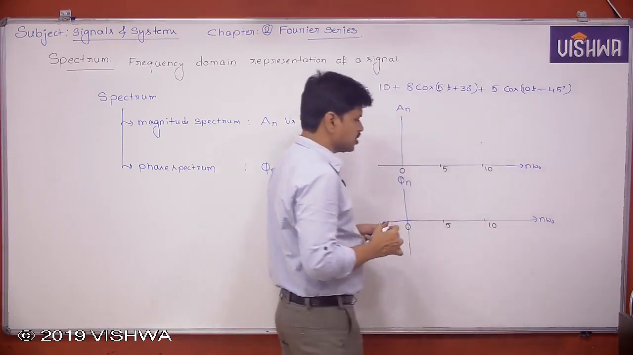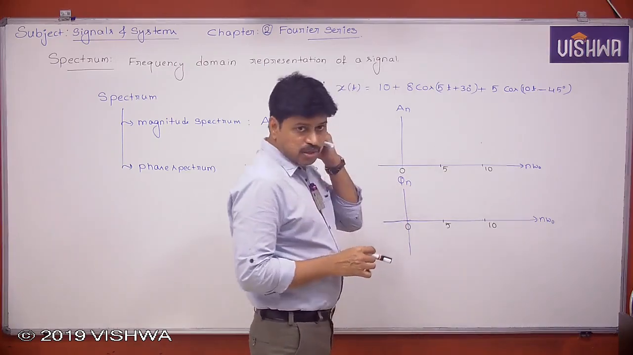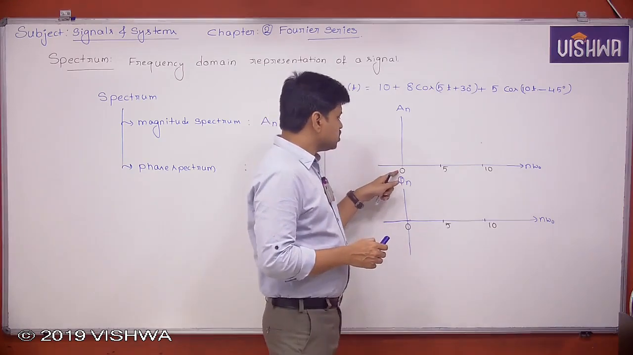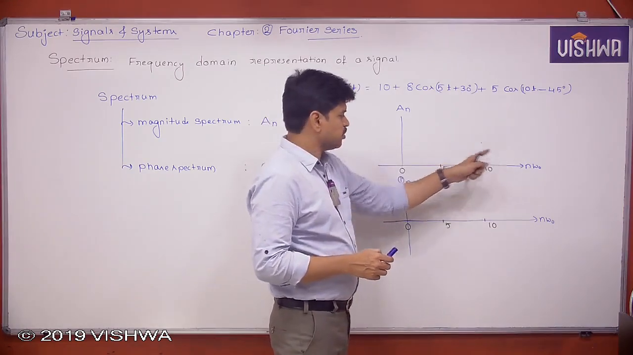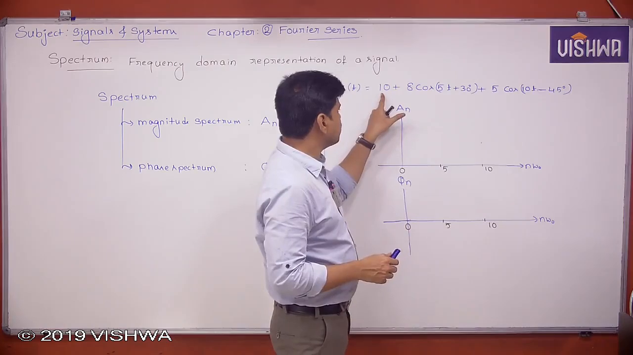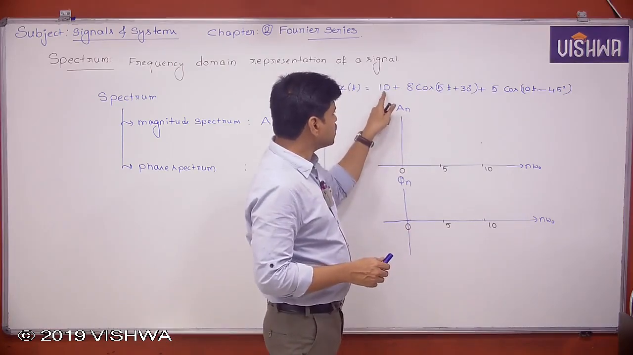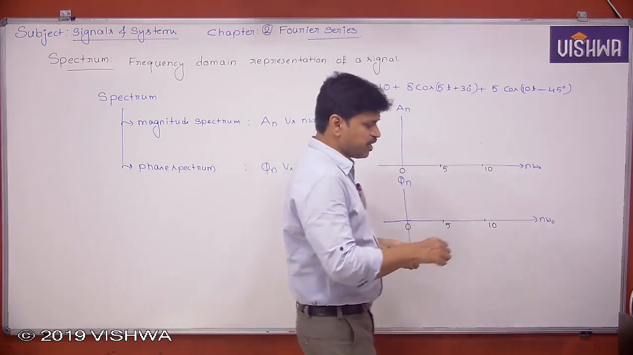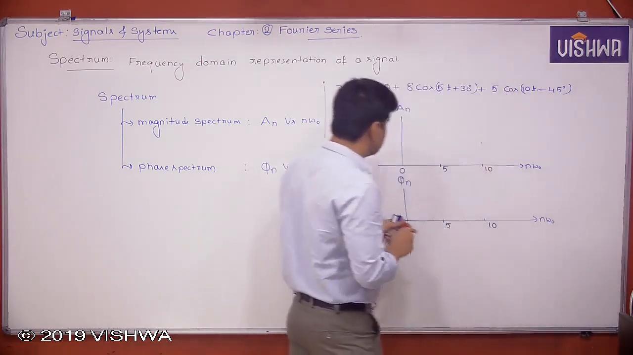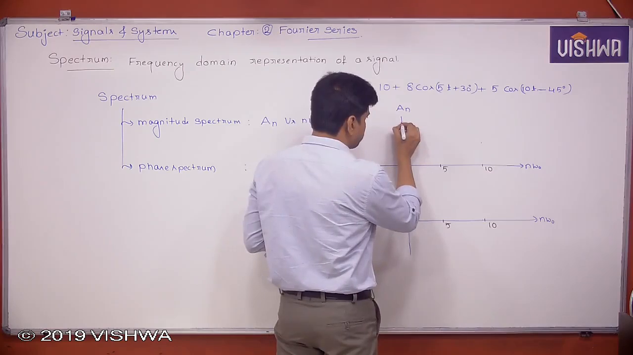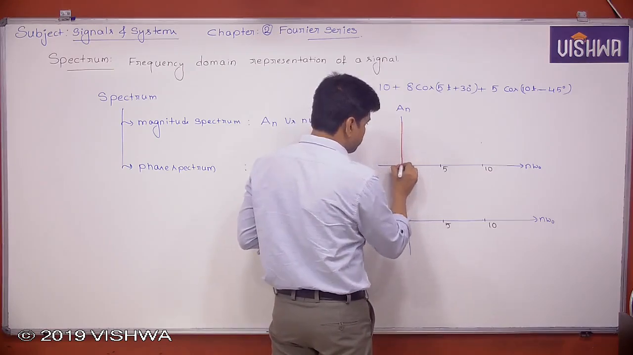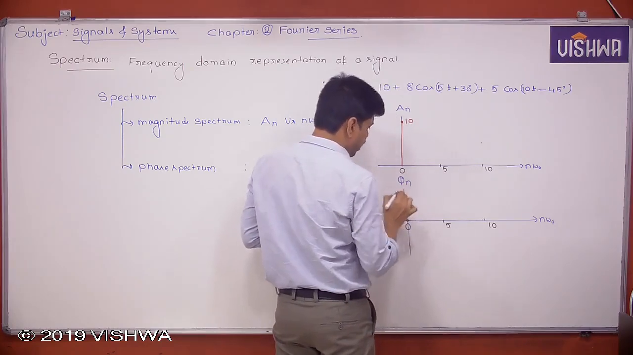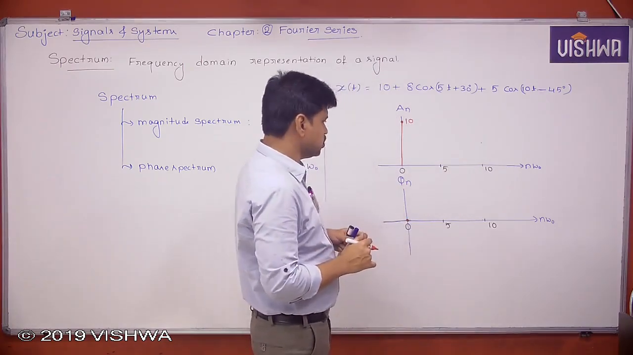These are the frequencies we have in the waveform. So now let's say, what is the magnitude at 0 frequency? That is nothing but 10. What is the phase of it? It does not have any phase, which is nothing but 0 phase. So if I represent that, magnitude is 10 and phase is 0.